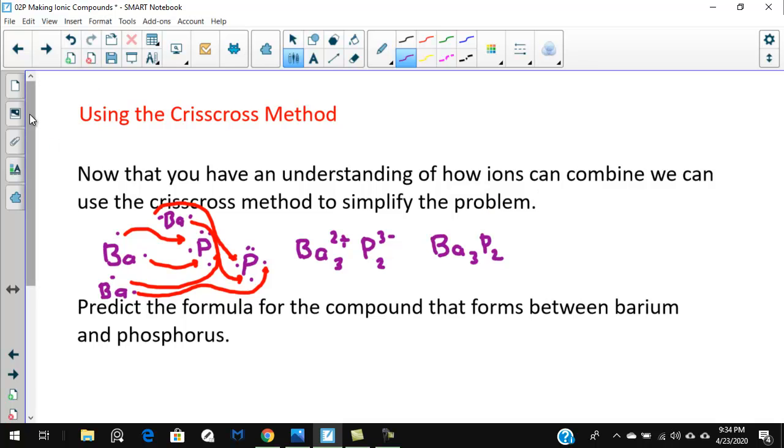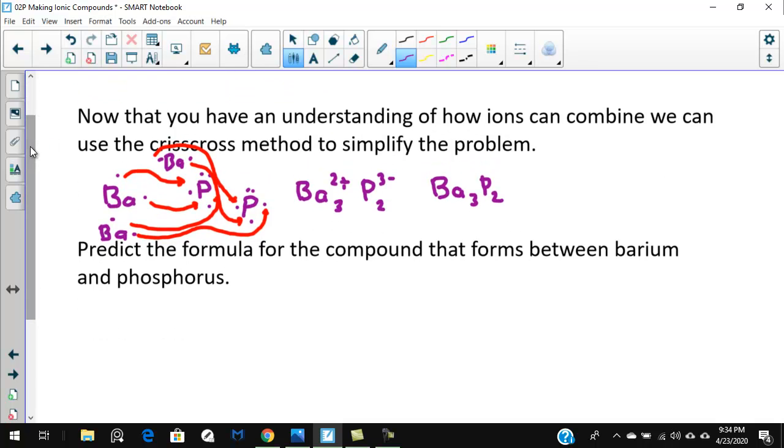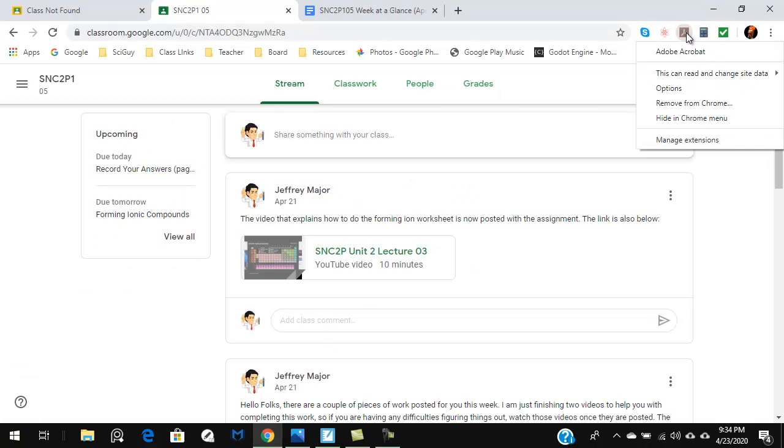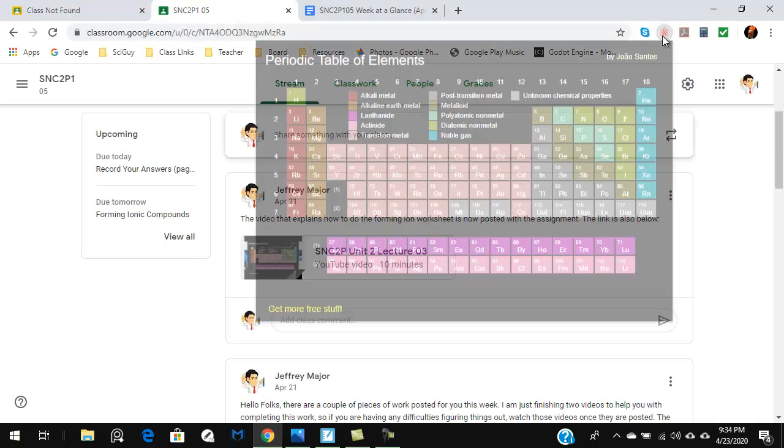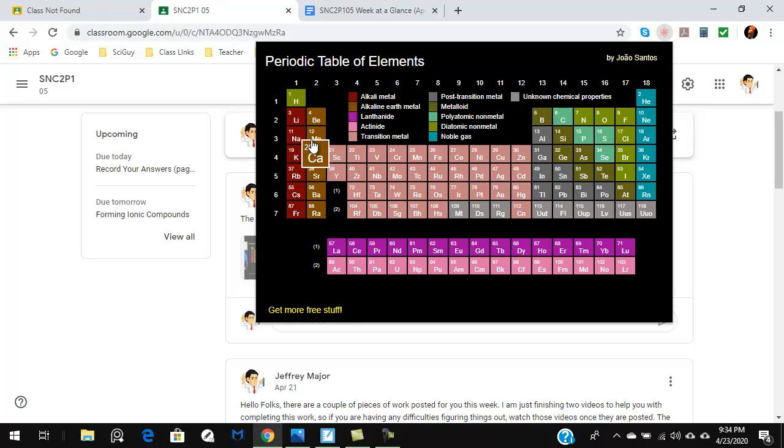So to be a little quicker, let's look at another way of doing that same thing. What you can do is simply this. Write down the symbol for the 2 elements that are in the compound. So in this case, it's Ba and P. And then go to your periodic table. When we look at our periodic table, we go in here and we find Ba.